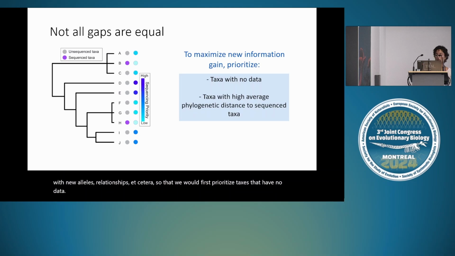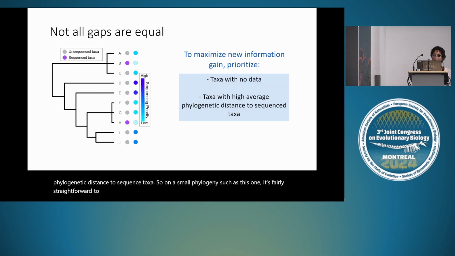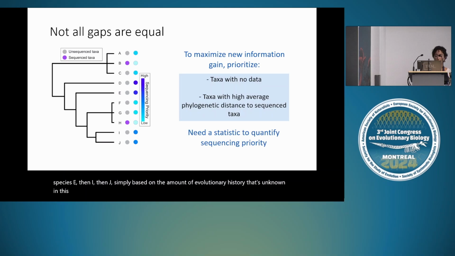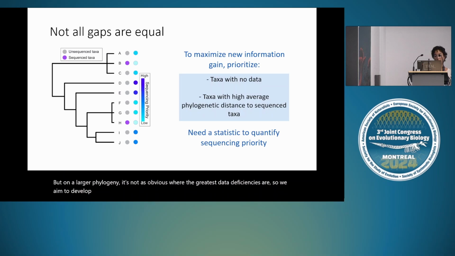But we might also like to prioritize unsequenced taxa that have the highest average phylogenetic distance to sequenced taxa. On a small phylogeny such as this one, it's fairly straightforward to see that species D would have the highest priority, followed closely by species E, then I, then J, simply based on the amount of evolutionary history that's unknown in this clade. But on a larger phylogeny, it's not as obvious where the greatest data deficiencies are, so we aim to develop a statistic that might be helpful for quantifying this sequencing priority.